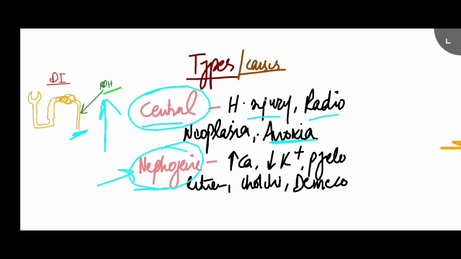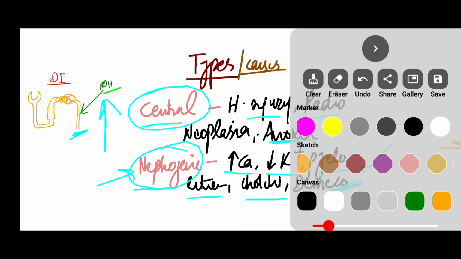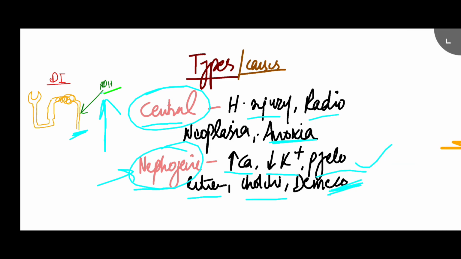While nephrogenic is caused by hypercalcemia, hypokalemia, pyelonephritis, and importantly, these drugs: lithium, colchicine, or demeclocycline. Demeclocycline, this is a tetracycline actually. So these are the causes of nephrogenic. Others could be sarcoidosis, sickle cell disease, amyloidosis. But you need to remember at least these. So those are the types and the causes of nephrogenic diabetes insipidus.